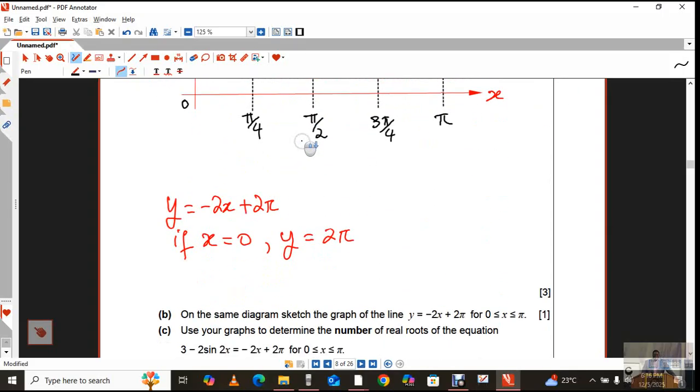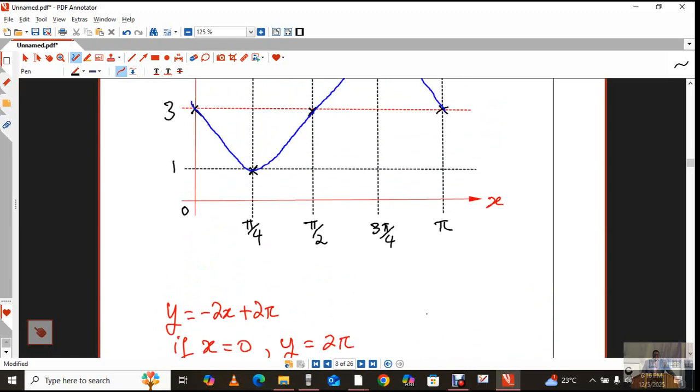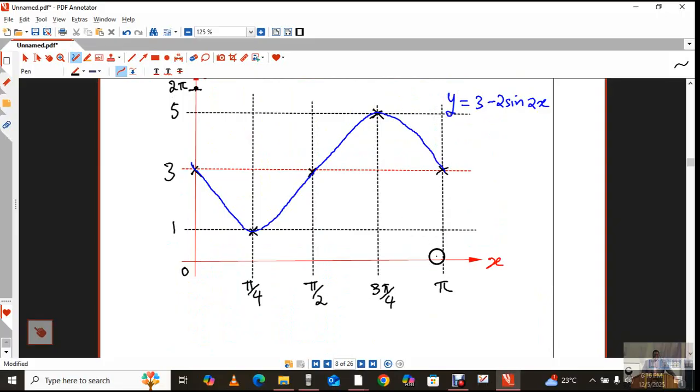Where is it going to cut the x-axis? It's going to cut the x-axis if you make y 0. So if you have minus 2x plus 2 pi and let y equal 0, you solve this equation. Eventually, I do expect you to be able to solve this equation. To get the value of x, minus 2x is equal to minus 2 pi. You can drop the negatives, and then x will be equal to pi. So this graph is going to cut the x-axis at pi. So that is where that line is.